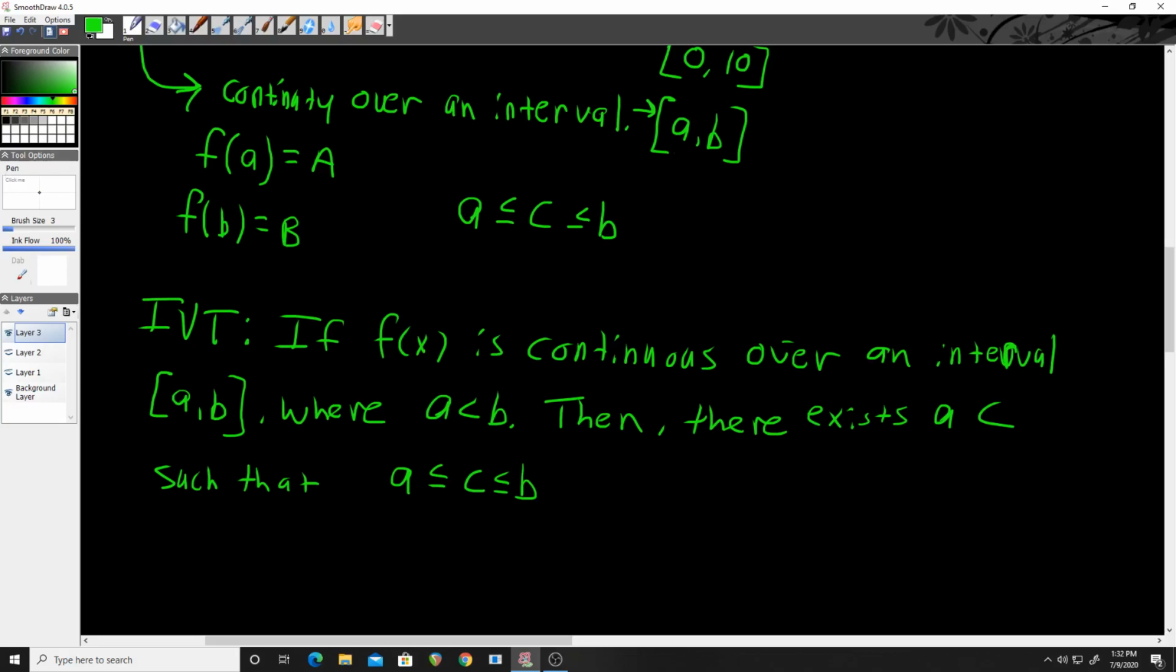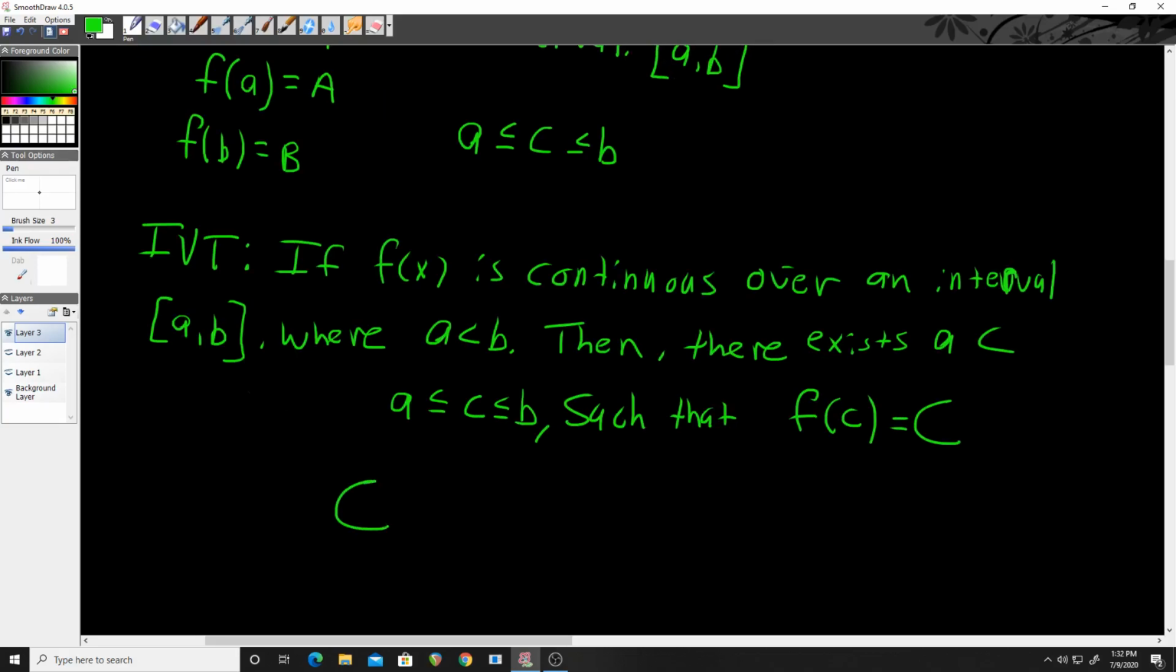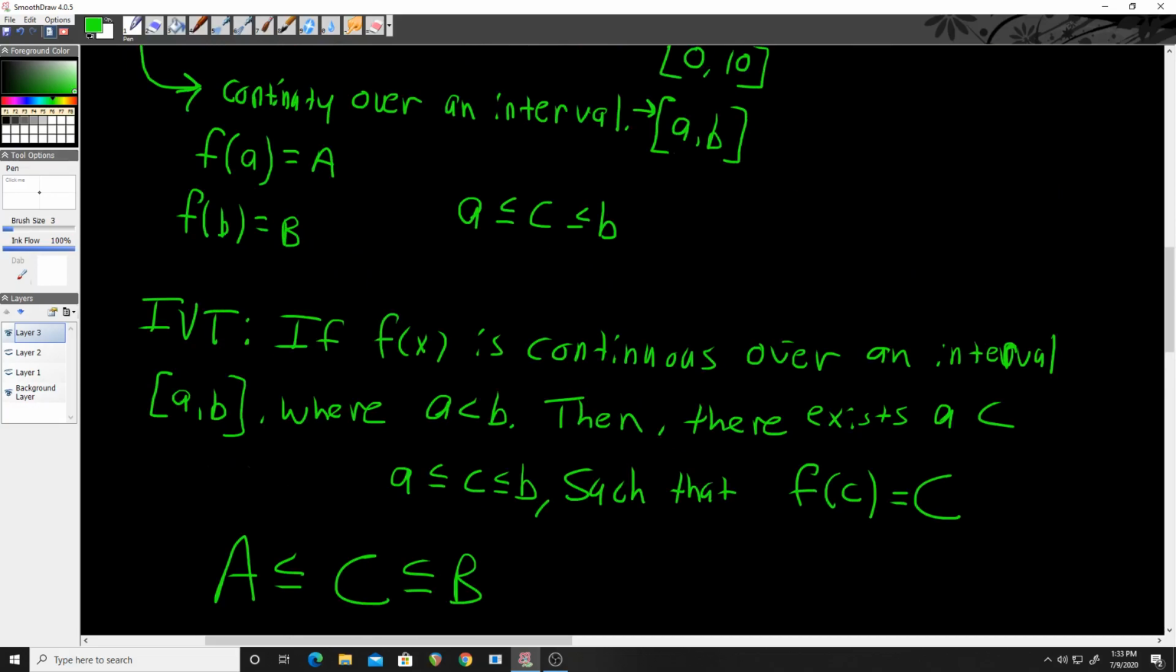There exists a c, c is between a and b, such that f of c is, let's call it big C, and big C has to be between big B and big A. Okay? So that's what the intermediate value theorem says.